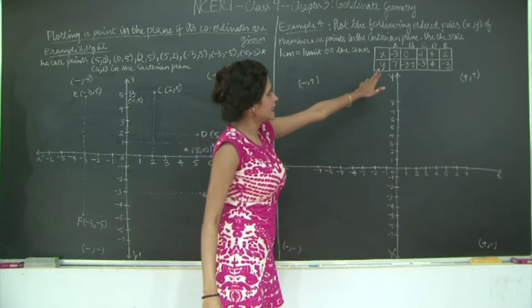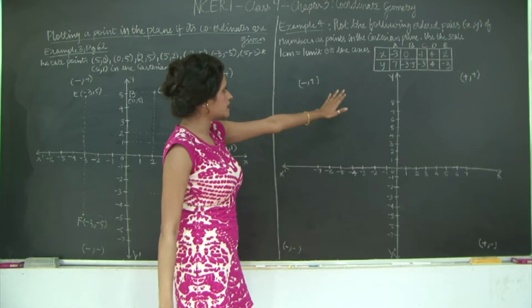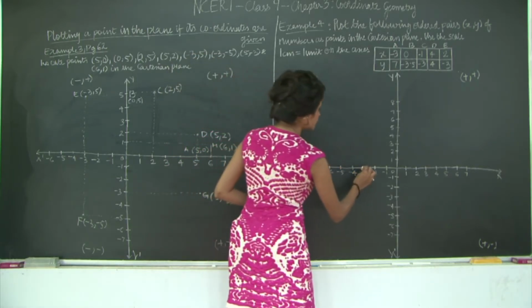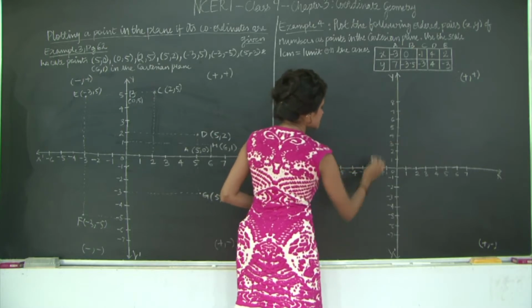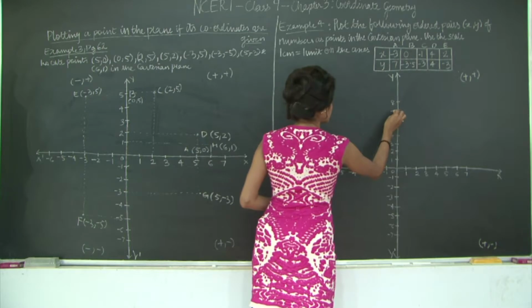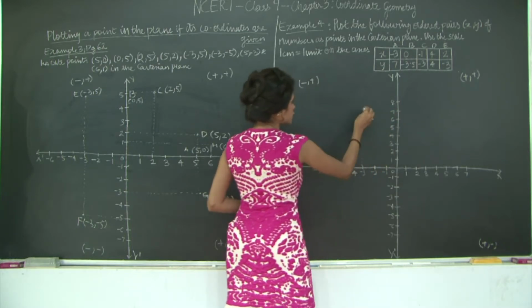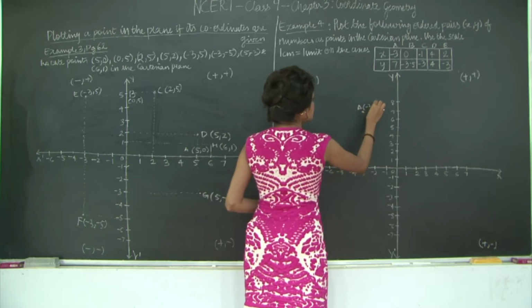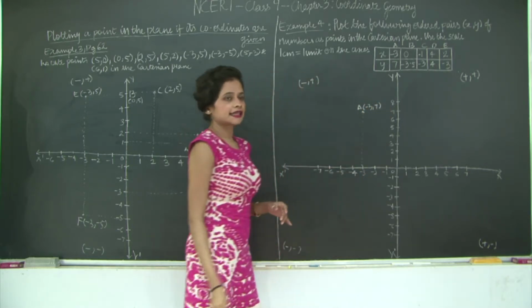So -3 and 7, negative x coordinate and positive y coordinate will come here. So let's locate -3 is here and 7 on the y axis is here. Let's draw this point. So this is my point A, -3, 7. Let's take a look at B.